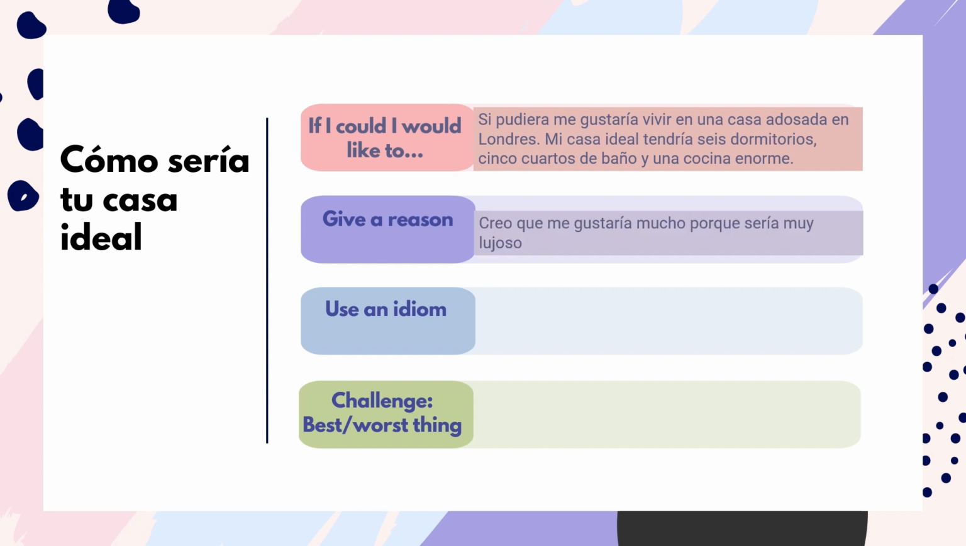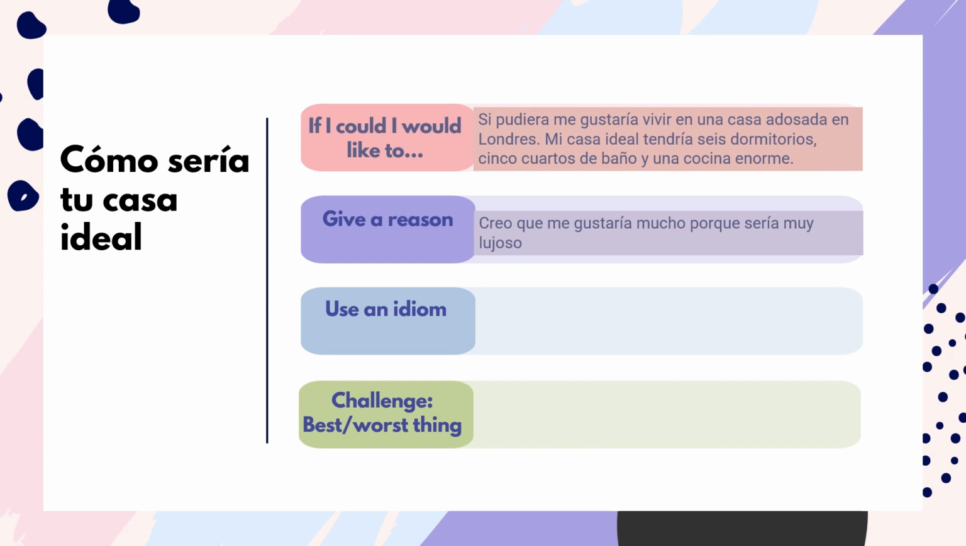Okay, so we should have creo que, or you could say diría que, me gustaría mucho porque sería muy lujoso. Okay, so quite straightforward there. Me gustaría and sería should be like the 2 most used conditional tense verbs in your vocabulary. They are the really straightforward ones to use, and anytime you see conditional tense, they should be coming to mind straight away.